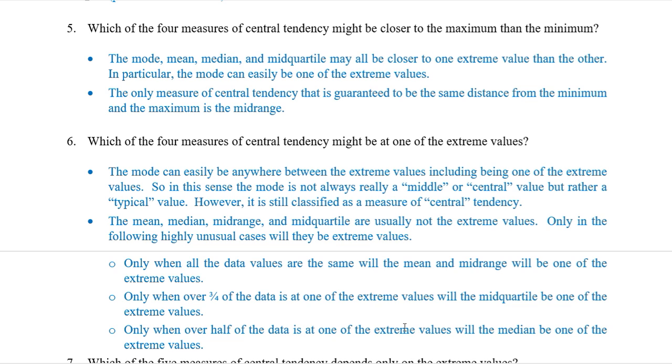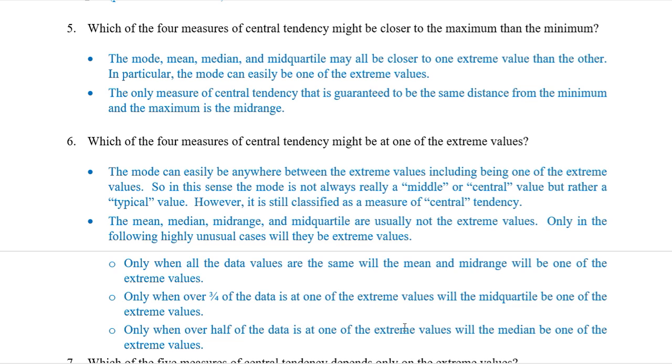The mean, median, mid-range, and mid-quartile are usually not the extreme values, but there are some very highly unusual cases where they could be the extreme values. So, for example, the only way you could get the mean and mid-range to be one of the extreme values is when all the data values are the same. So if you get a data set where every single number is the same, then of course all these measures of central tendency are that one data value. And that's the only way you can get the mean and mid-range to be one of the extreme values.